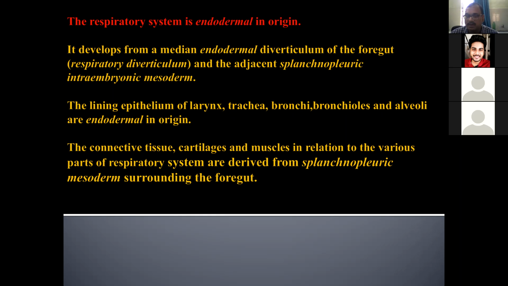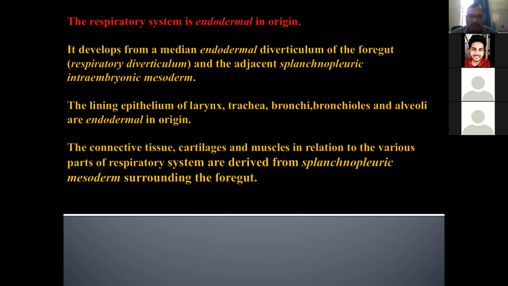So most of the parts of the respiratory system develop from this respiratory diverticulum and from the splanchnopleuric intraembryonic mesoderm. So if in a question it is asked what the organs of the respiratory system develop from, your answer should be the respiratory diverticulum and splanchnopleuric intraembryonic mesoderm.